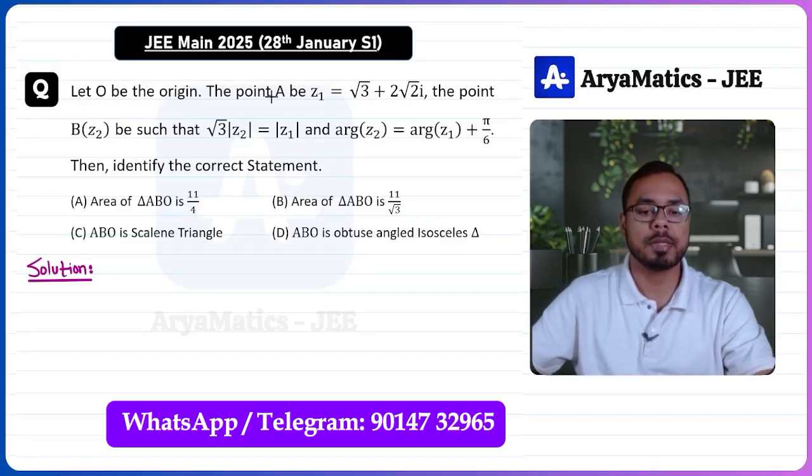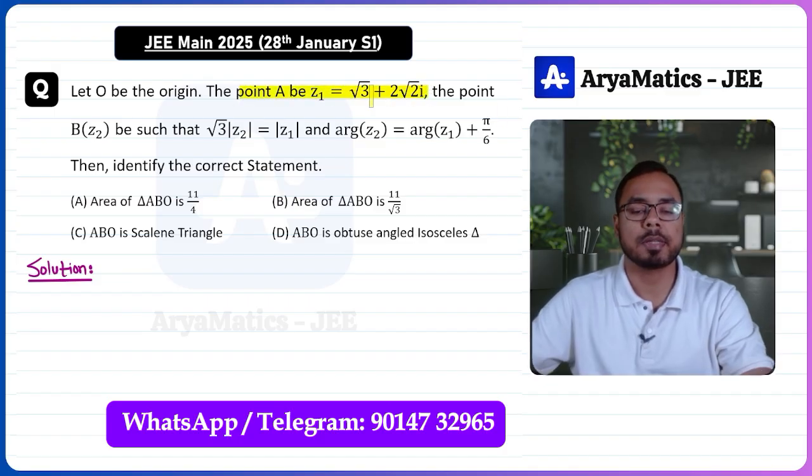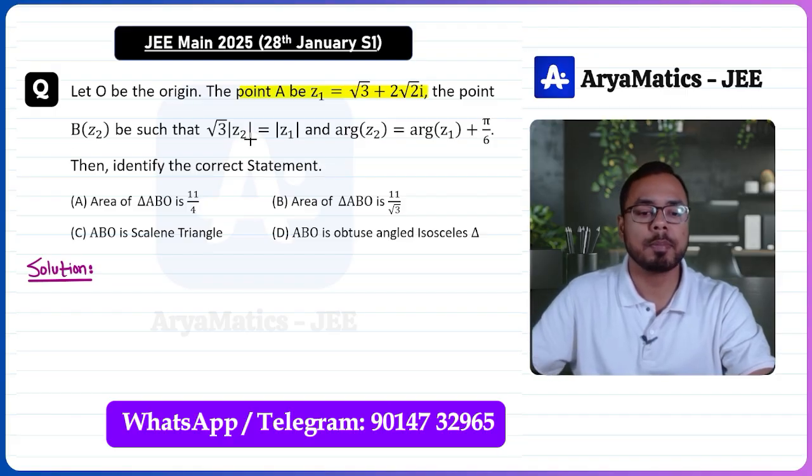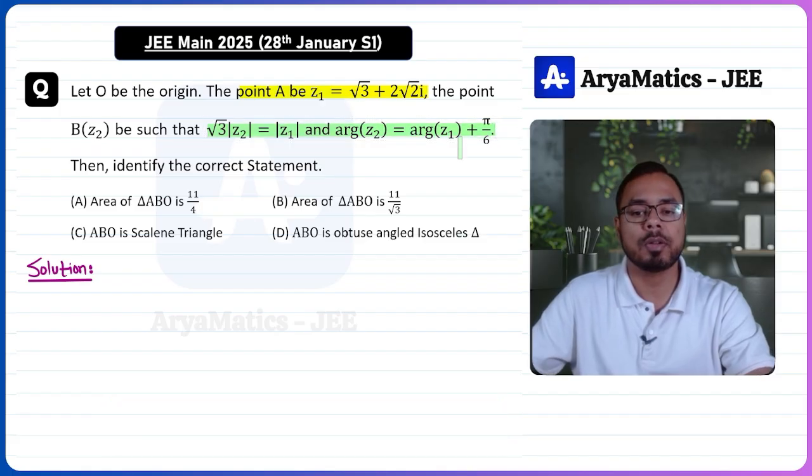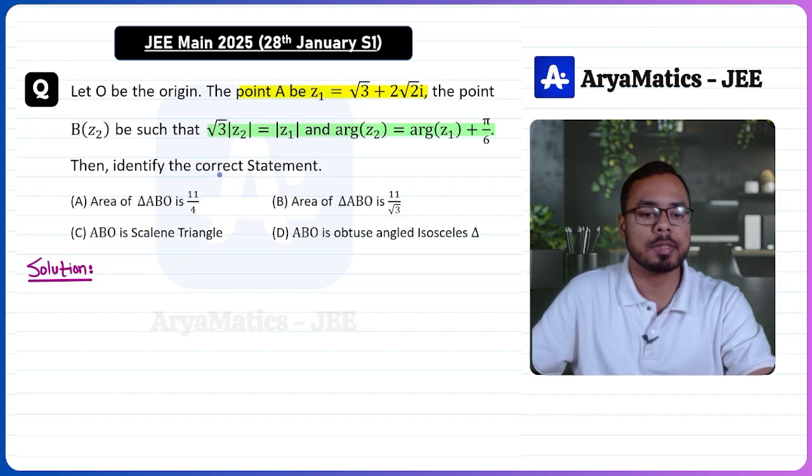Let O be the origin and the point A be represented by this complex number root 3 plus 2 root 2 iota, and point B is representing the complex number Z2 such that root 3 times mod Z2 is the same as mod Z1, and argument of Z2 is argument of Z1 plus pi by 6. Then we have to identify the correct statement about this triangle AOB where O is origin.